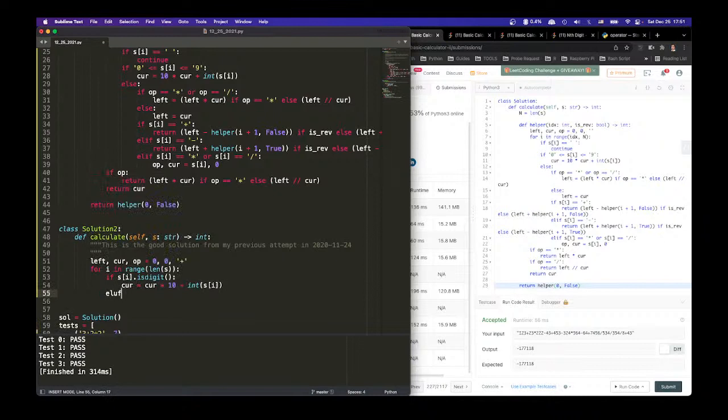Else if s[i] is in plus, minus, I can just say if s[i] is not equal to an empty space, right? If it's not equal to empty space, then it means it's an operator, right? Now, when we face an operator, we're also going to say op is the previous operator.